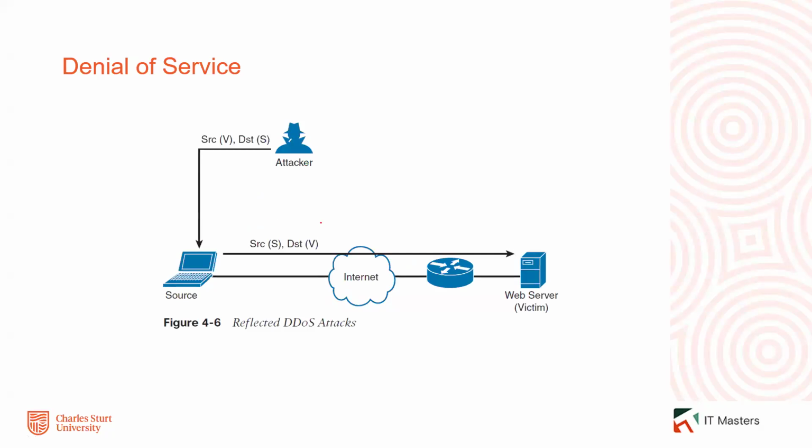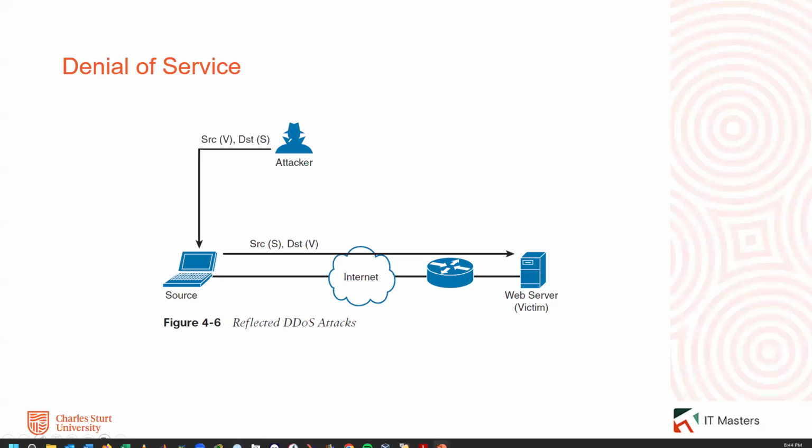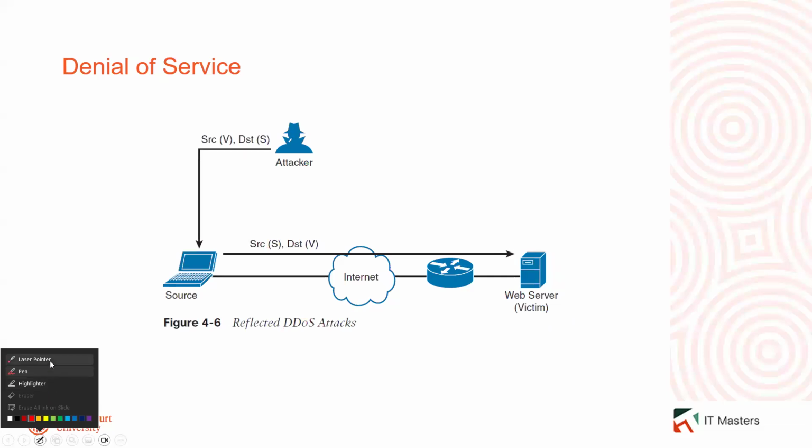And then lastly, we can do it this way. This is a reflected attack, where the attacker will basically bounce off a source device to a web server victim, with the same idea of just overwhelming the web server so that it can no longer respond. It's the same idea, just using a different potential attack vector. In all denial of services, the idea is to overwhelm the target so that it can no longer respond to legitimate requests.